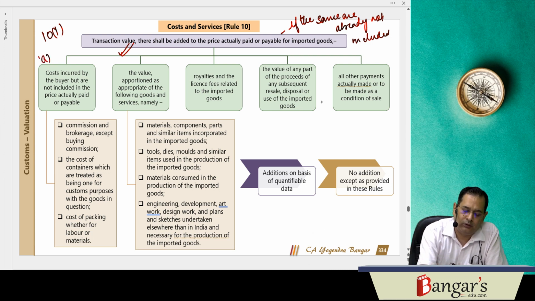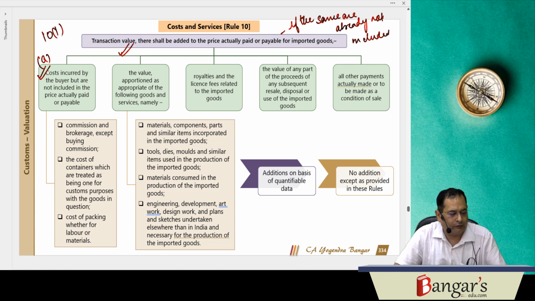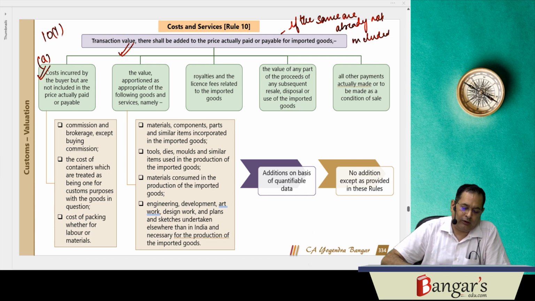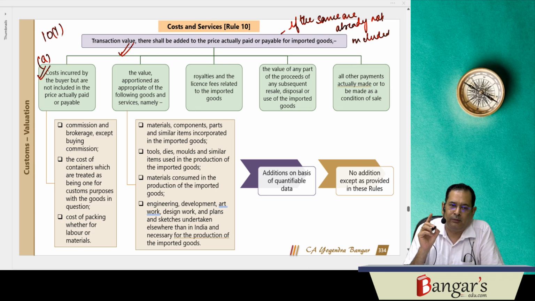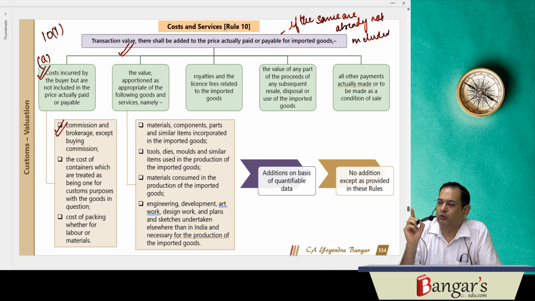Now 10.1(a) is what? The costs that are incurred by the buyer but are not included in the price actually paid or payable. In case these costs are incurred by the buyer, but have not been included in the price actually paid or payable, the same will be added. What are the costs? Commissions and brokerages, except buying commission. So if any commissions and brokerages are paid separately, that will be added. But buying commission will not be added.